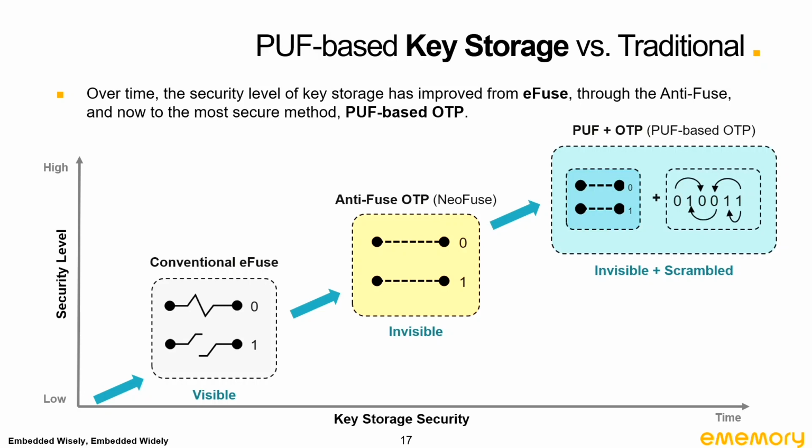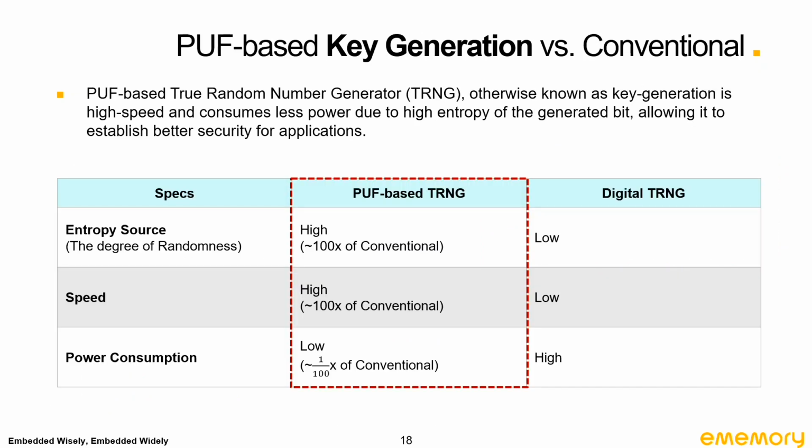Combining our OTP with our PUF-based technologies makes key storage even more secure. With PUF's unique value, different from chip to chip, the key's address can be scrambled and stored in a unique randomized location on the secure OTP to make the key storage ultra secure. Okay, so let's turn to page 18.